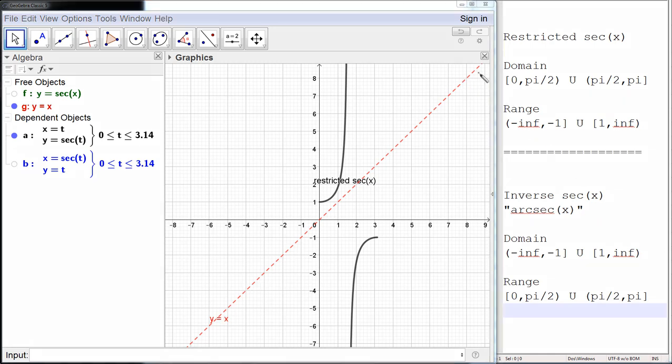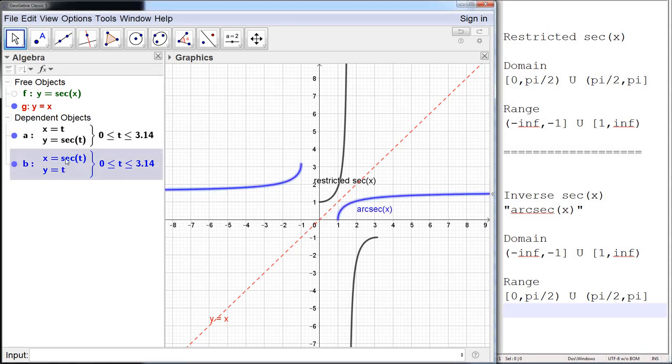So here we've got this dotted line, this dashed line, that's the graph of y equals x. If I just imagine reflecting these two pieces across that line, it's kind of a tricky thing to do, but if you had graph paper, you could draw it out. And what you get is this picture, this guy here in blue.